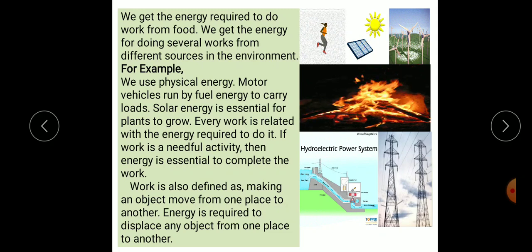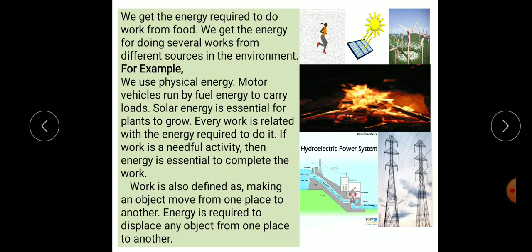So, energy can be measured by the amount of work a man can do. This energy and work are directly proportional to each other. So, what is the unit of energy, students? As work and energy are proportional, the SI unit of work and energy is joule. Joule is the unit of energy also. Understand, students? We use energy to do work.